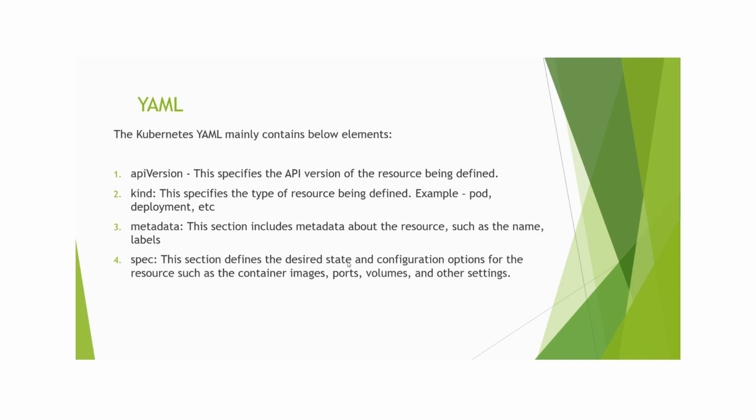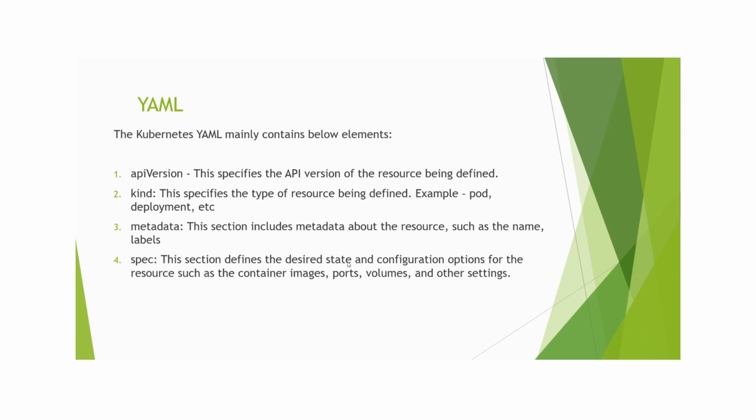So now let's understand the YAML. Basically here we will do all the practical things. So a YAML has basically four major parts: API version, kind, metadata, and spec. API version specifies the API version of the resource being defined.